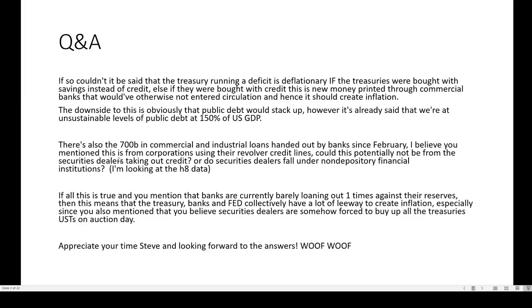Now, there is another part that I do want to go through. It says there's also $700 billion in commercial and industrial loans handed out by banks since February. I believe you mentioned that this is from corporations using their revolver credit lines. Could this possibly not be from the securities dealers taking out credit? No, it is.